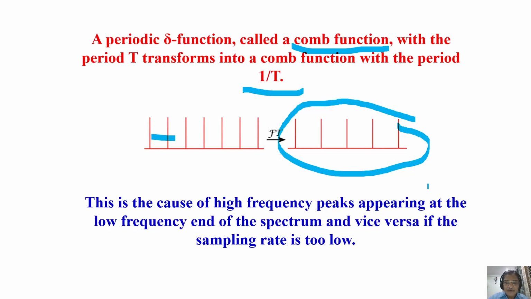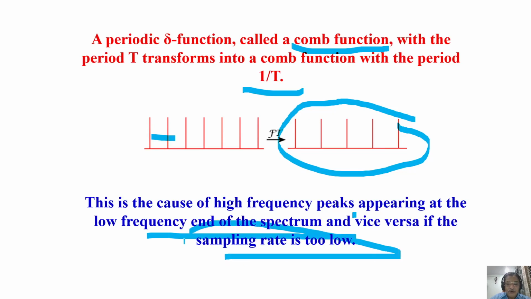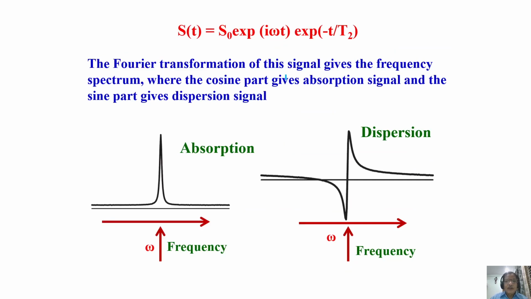This is the reason for high frequency peaks appearing at the low frequency end of the spectrum and vice versa if you do not obey the Nyquist theorem. You understand? Remember what the periodic function is? It is a comb function and it transforms into a comb function with period equal to 1 over t. Okay, with that we will come back to our expression.